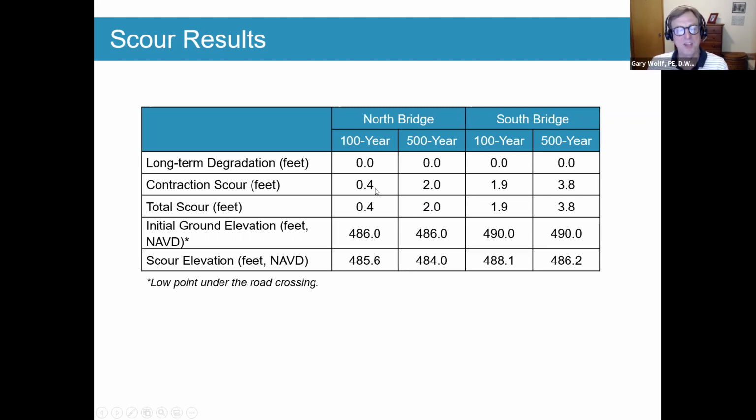And so based on this, we know the scour depths and we know the initial bed elevation under the bridge. This is basically the final general scour or contraction scour elevation that would be predicted during these big floods. And that then was used as part of our scour mitigation design.